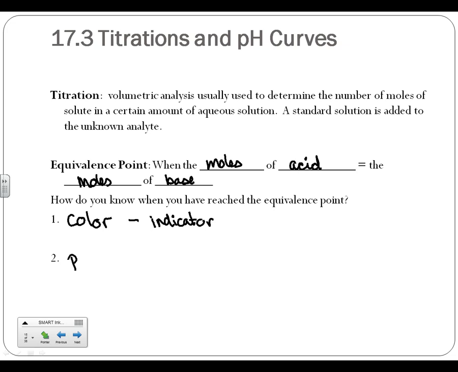Another method that we could use is using a pH probe. Take some pH measurements and create what we call a titration curve. So you actually graph the volume of your standard compared to pH, and from that you can figure out what your equivalence point is. Now, one thing to put in your brain: that equivalence point does not mean it's neutral.